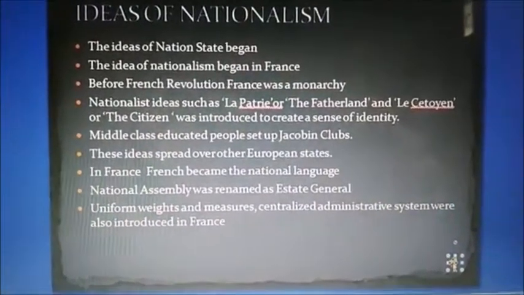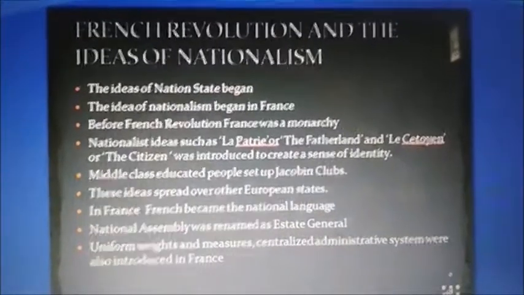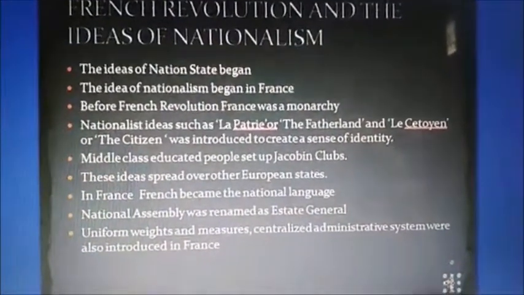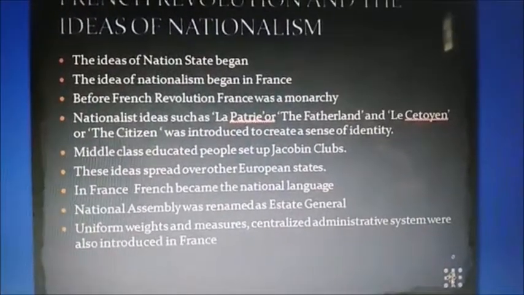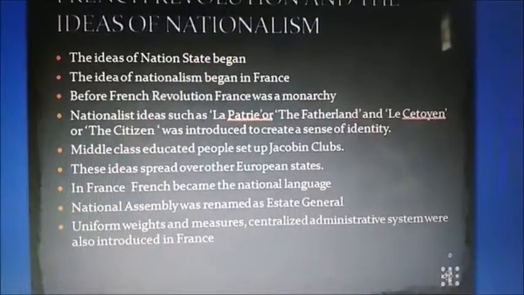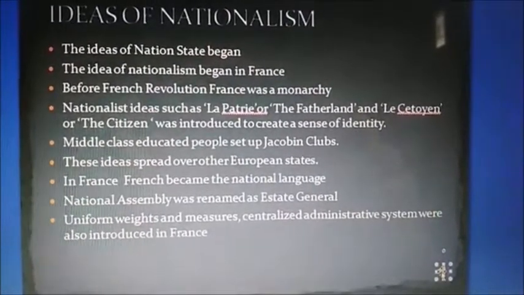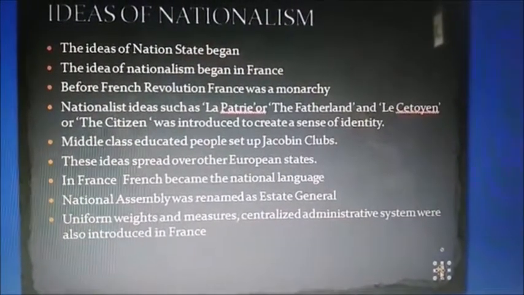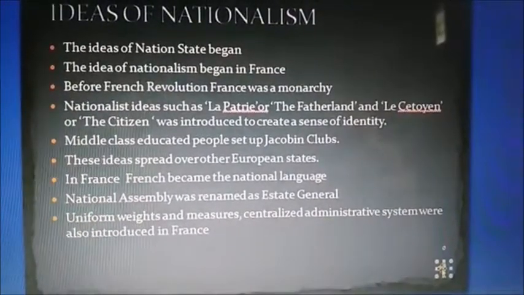So various groups or clubs were set up. One such popular club was the Jacobin Club, where educated people started revolting against these privileges. They said everyone is equal before the law and that there should be no privilege by birth. These ideas spread to all other European states in various parts.